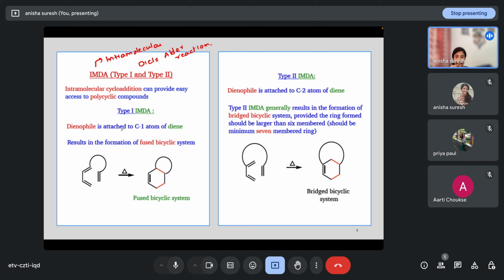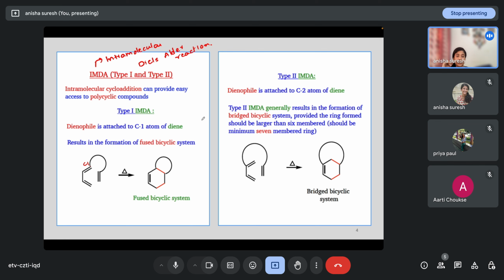If the dienophile is attached to carbon 1 of the diene, so this is the diene and the dienophile is attached to carbon 1, then it will undergo Diels-Alder reaction and result in the formation of a fused bicyclic system. Okay, so this is the first type of intramolecular Diels-Alder reaction. The dienophile is attached to carbon 1 of the diene, and it will result in the formation of a fused bicyclic system.